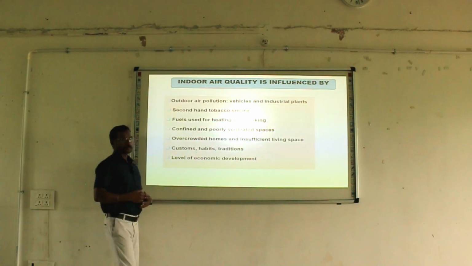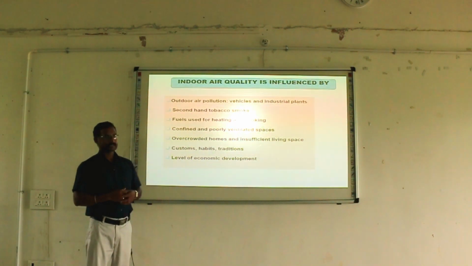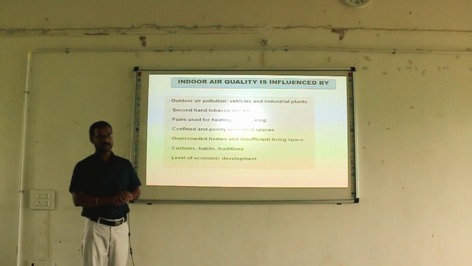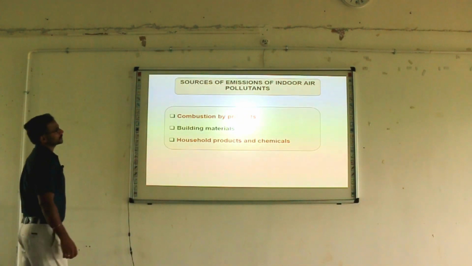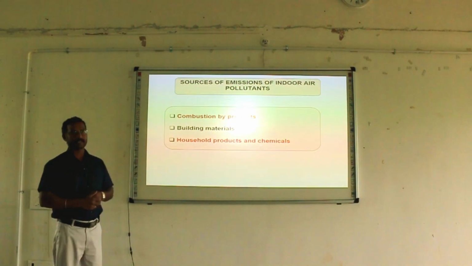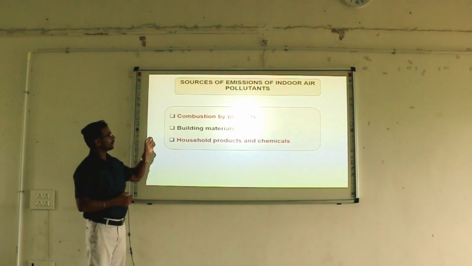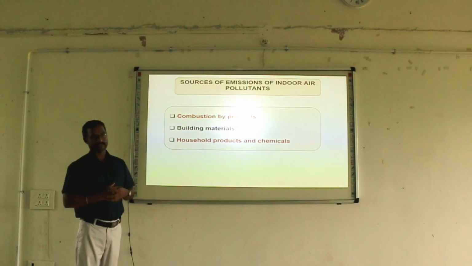Then the level of economic development, based on how people are living in the area. Based on the condition, the quality will depend on the emission. Here, the sources of emission of indoor air pollutants are mainly three: combustion by-products, building materials, and household products and other chemicals.